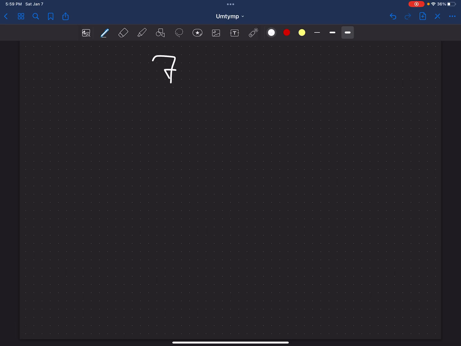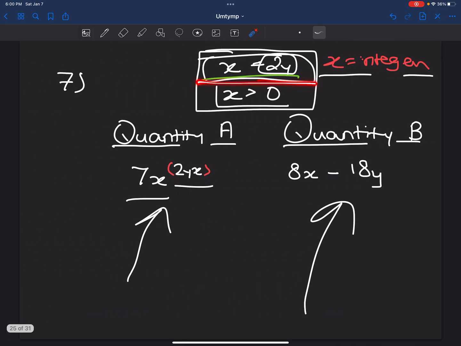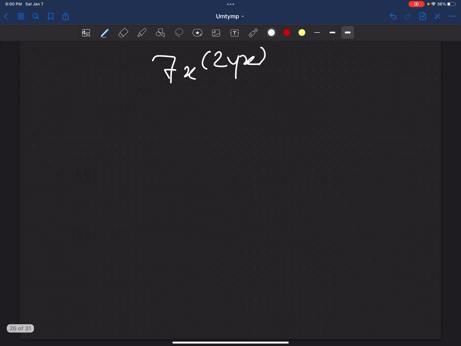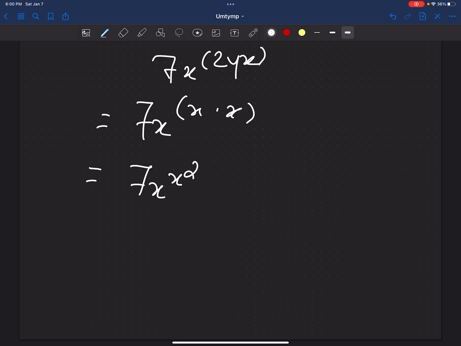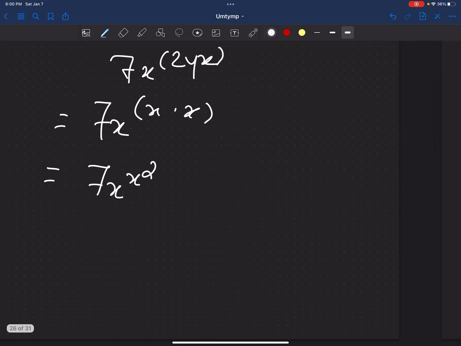So, 7x to the power of 2y times x. I said it in a way that would make it kind of obvious, because we have a 2y, and we know that x is equal to 2y from this information, so we can pretty much just replace that. So this would just be 7x to the power of x times x, or 7x to the power of x squared. I don't think you can simplify it further than this, but you don't need to either, even if you could.